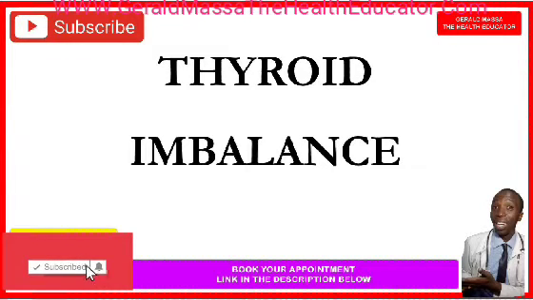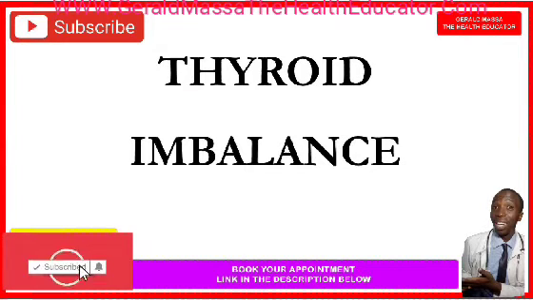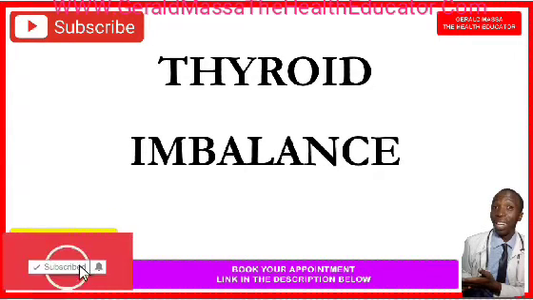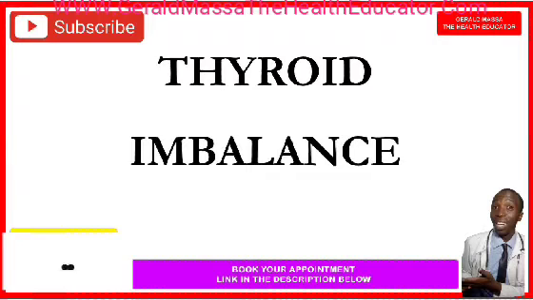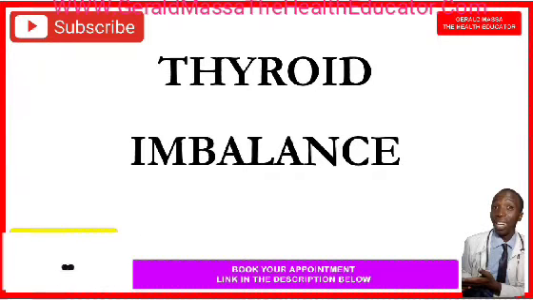The next cause of irregular periods is thyroid imbalance. When we talk about the thyroid, we are talking about that small part around the front of your neck. It's a small organ which is responsible for key processes in the body, and specifically it releases hormones like the thyroid stimulating hormone. These hormones play major functions in your body, including the regulation of key functions like your menstrual cycle.